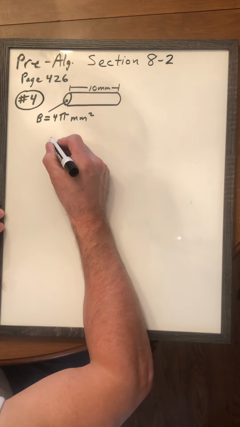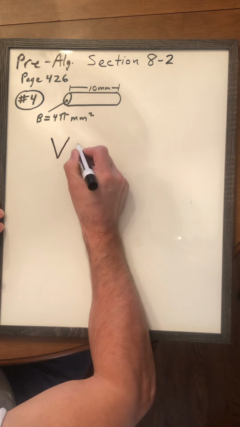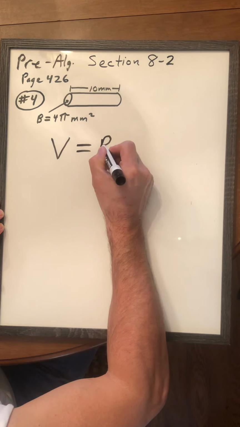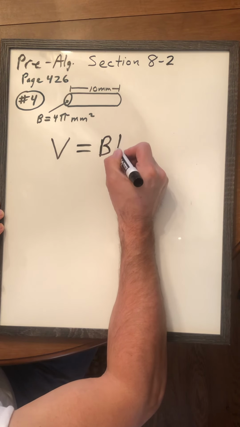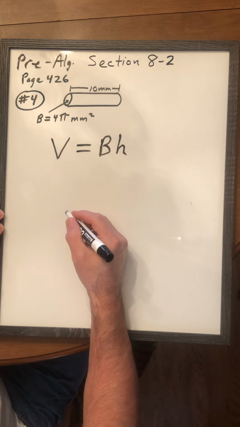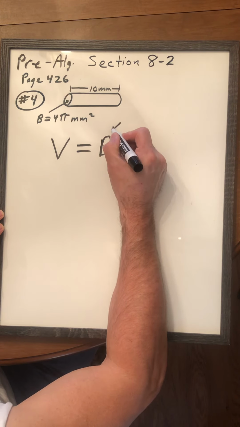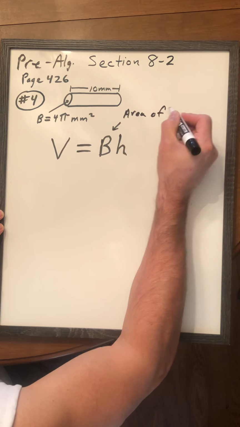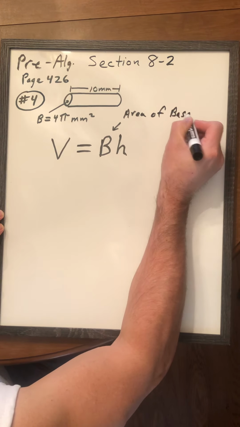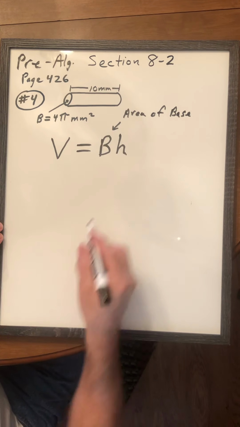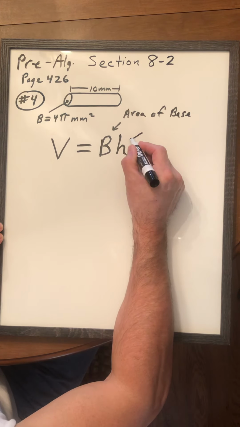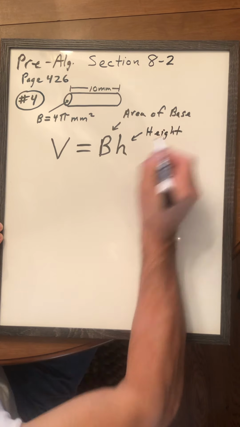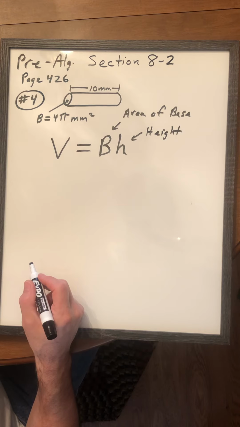So our formula is V for volume equals capital B times H. And the capital B, that stands for area of base. The area of the base. And the H is going to be your height, which would be the height of the cylinder.